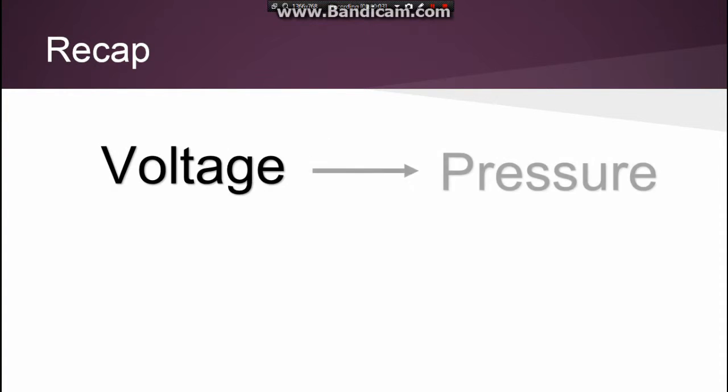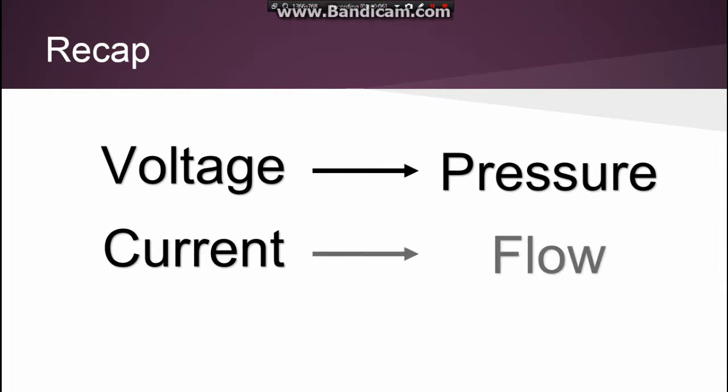Let's recap what we learned. Voltage can be thought of as a pressure, while current is analogous to a flow. Well, a flow of what? Remember that electricity is the presence and flow of electrical charge.